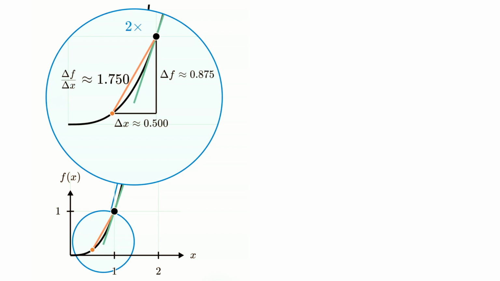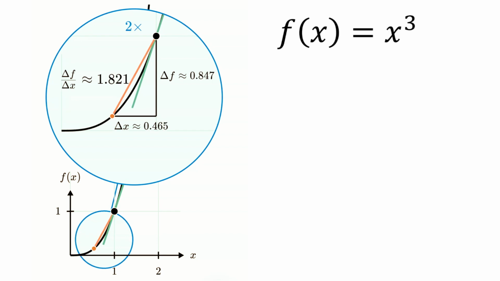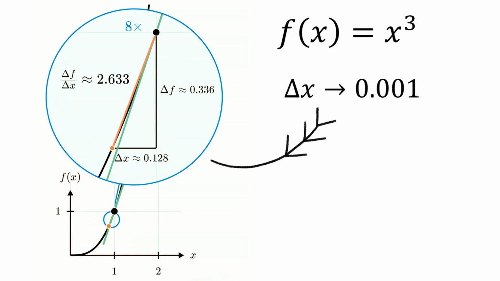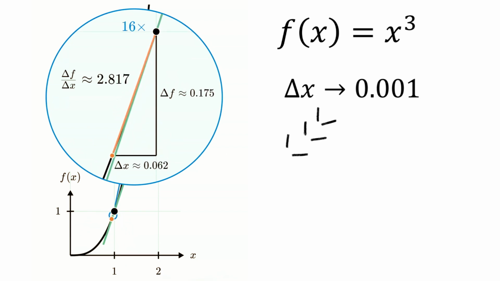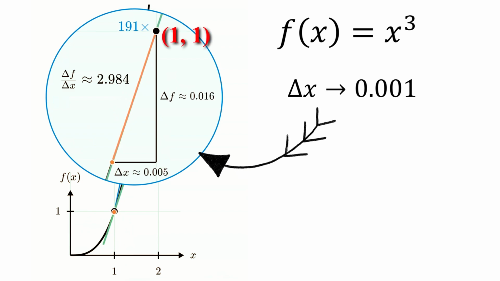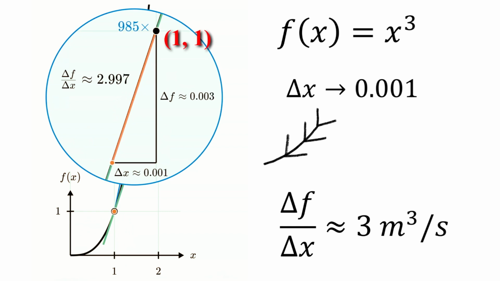To calculate that, from the graph of f of x equals x cubed, if we reduce the delta x value to close to 3 decimal places, the secant line completely overlaps with the tangent line at x equals 1, and the rate of change of volume approaches the value of 3 cubic meters per second.